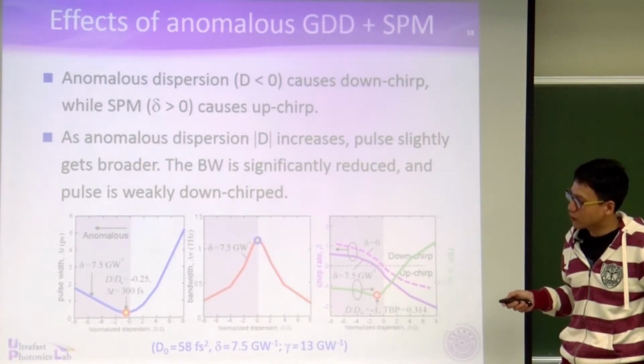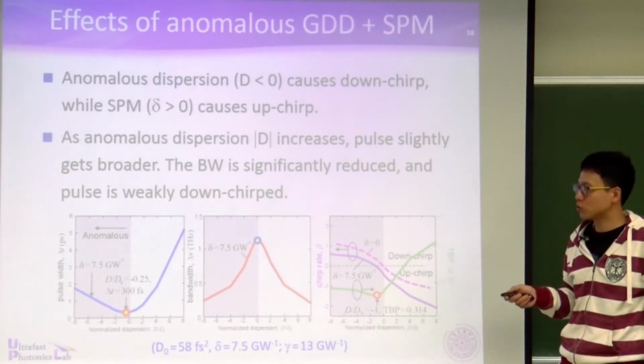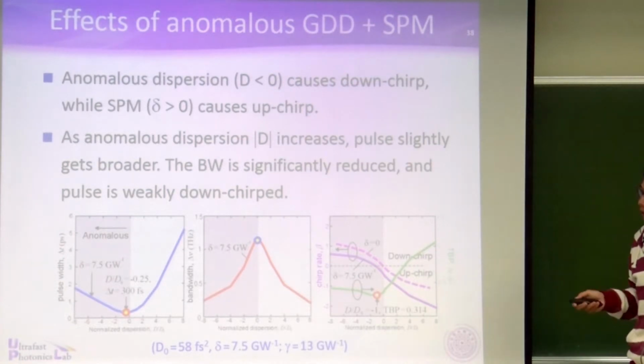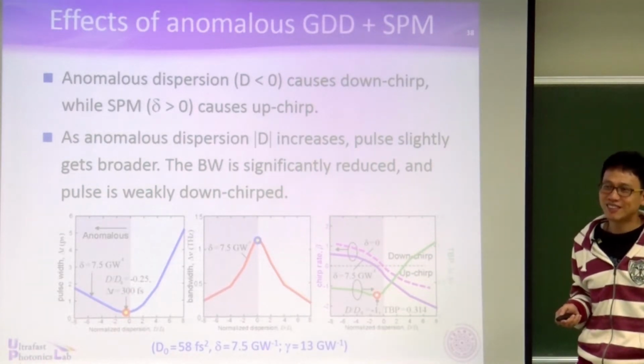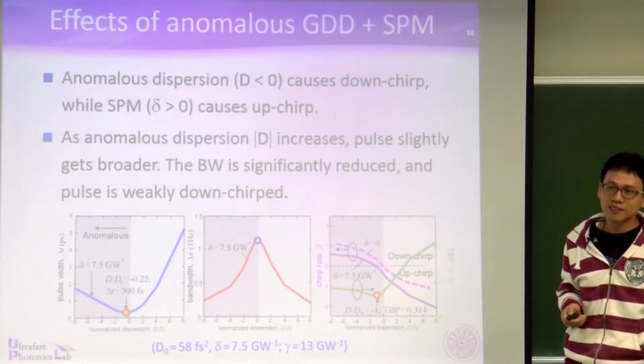Let's pay attention to the left half. Okay, they belong to anomalous dispersion. So you can see the first blue curve is about pulse width evolution. As your anomalous GDD is more and more serious, your pulse width is broader and broader, as expected. The problem is, compared with the right half, the pulse width increase is less serious compared with the normal dispersion case. So this curve is very asymmetric.